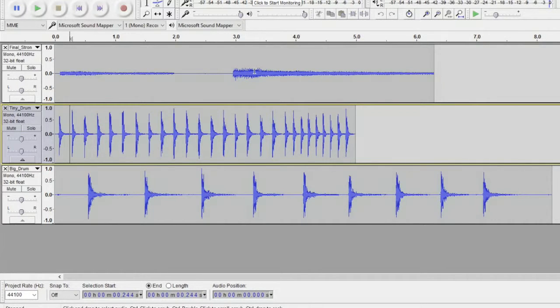Here we have Audacity, where we entered 3 of our sounds that our final product makes. Here is our monochord sound. Here we have our tiny drum sound. And last we have our big drum sound.